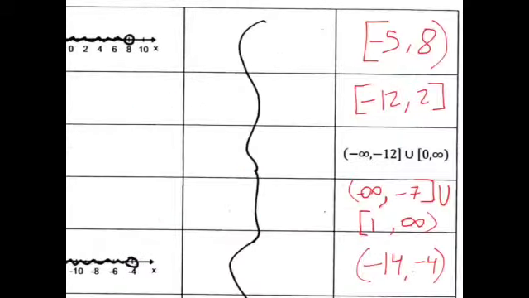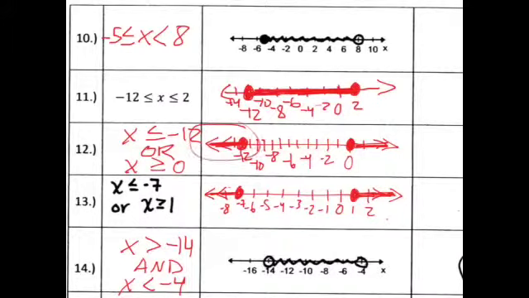To get anything that's on 12, you have to look at your interval. The shading starts for this left one at -infinity and goes to the right until it reaches -12. So that's why this left portion is right there.